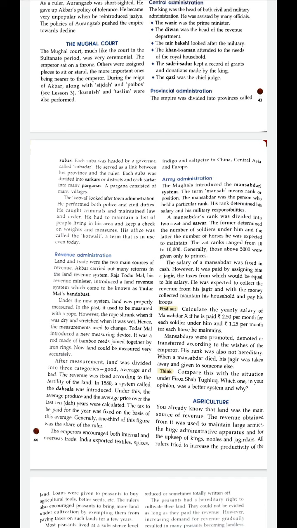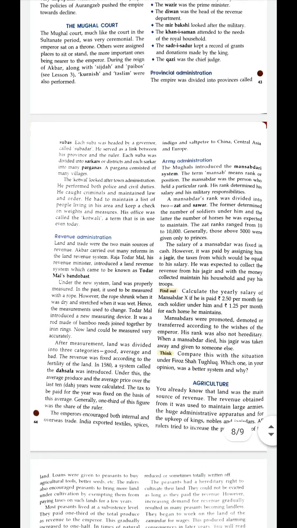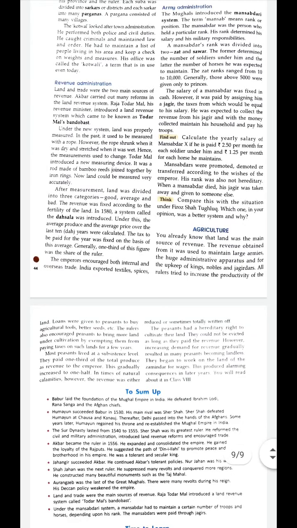Clear? Now, the rulers tried to increase the productivity of the land. Now, for that, what did the rulers do? Loans were given to the peasants. Clear? To buy more agriculture tools, better seed, so that there will be an increase in the production. Now, the rulers also encouraged the peasants to bring more land under cultivation. So, for this, what did the king do? He exempted the peasants from paying taxes. Clear? So, the king did all this to encourage agriculture.